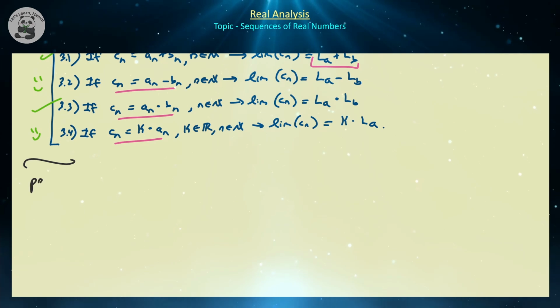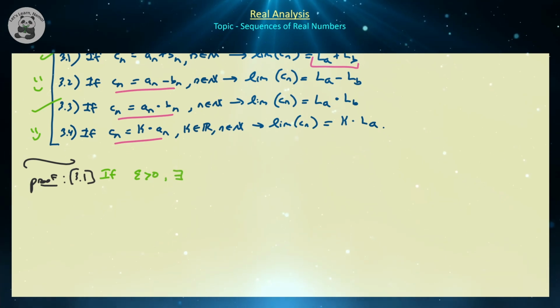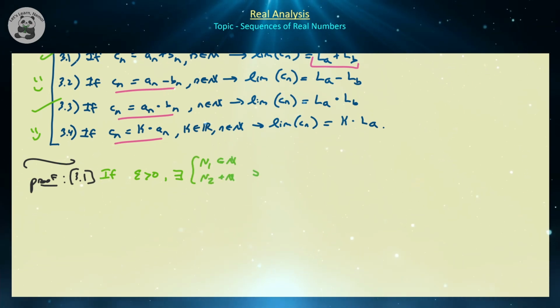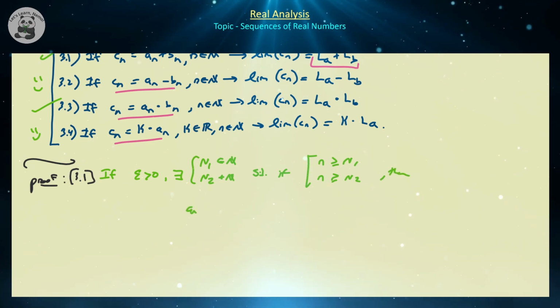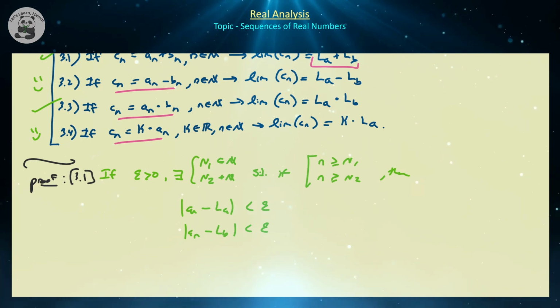Okay? So let's see if we can prove these very useful algebraic properties of limits. So if epsilon is greater than 0, we're going to do it for both a_n and b_n simultaneously. Then there exists an n1 in the set of natural numbers and also an n2 in the set of natural numbers, such that if n is bigger than or equal to n1 and n is bigger than or equal to n2, then the absolute value of a_n minus L_A will be less than epsilon, and the absolute value of b_n minus L_B will also be less than epsilon. And we know that if it's less than epsilon, it's also going to be less than epsilon divided by 2.